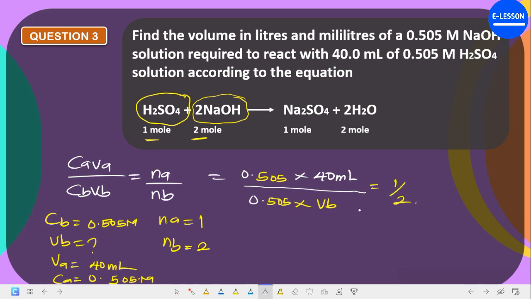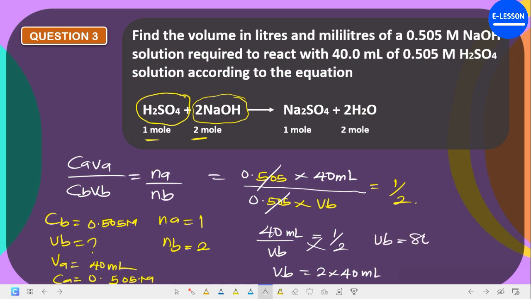So when you solve, what is this going to give to us? Now, of course, you know that this can cancel out this. Are you getting it? So you are left with 40 all over Vb, 40 is in mole, equals 1 all over 2. Cross multiply. When this multiplies this, Vb times 1 is Vb, equals 2 times 40 milliliter. And then your Vb is equal to 80 milliliter. So the answer in milliliter is 80 milliliter.